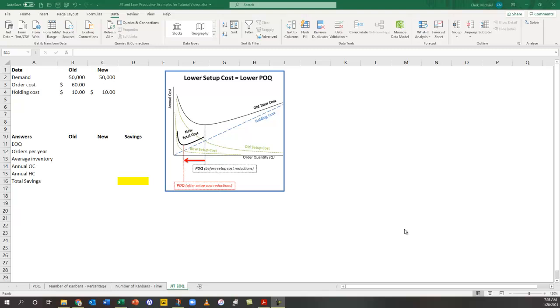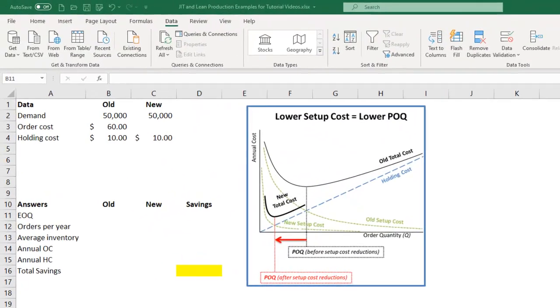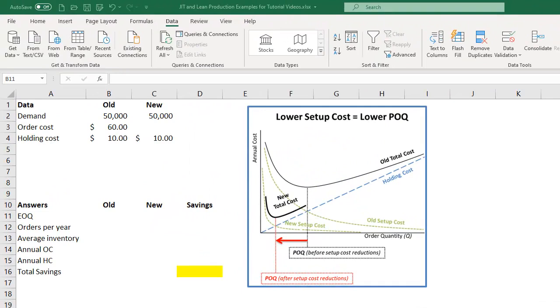This is a little bonus video for the just-in-time chapter where we're going to talk about the economic order quantity again, what you learned in the inventory management chapter, but with a little bit of a twist where we have two scenarios, one with an existing or old order cost and another with a new or lower order cost, and we're going to see what kind of savings would come by lowering the ordering cost.